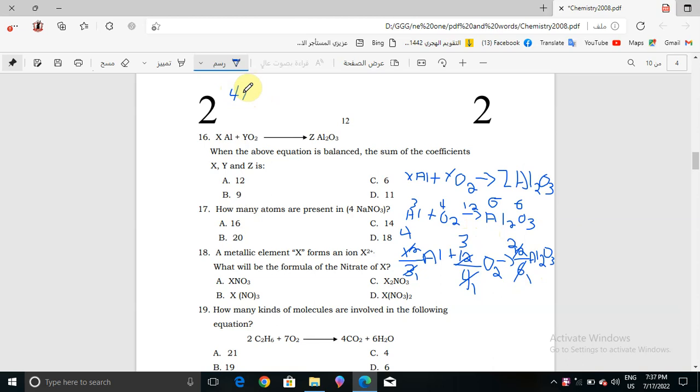4 aluminium plus 3 oxygen will give us 2 aluminium oxide. Now it is balanced. Then it is asked about the sum of the coefficients. So now we will make 4 plus 3 is equal to 7, 7 plus 2 will be 9. So the sum of the coefficients x, y, and z will be 9, which is choice B.